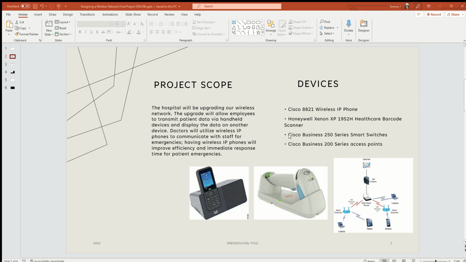And then the other two devices I went with for pricing out this hospital were the Cisco Business 250 series smart switches, and also the Cisco Business 200 series access points. I went with these because they can support a low to medium size hospital. And unless they're in a major town like LA or New York, it's not going to be a large hospital like that. I just solely went off a local hospital in my area, Tucson Medical Center.